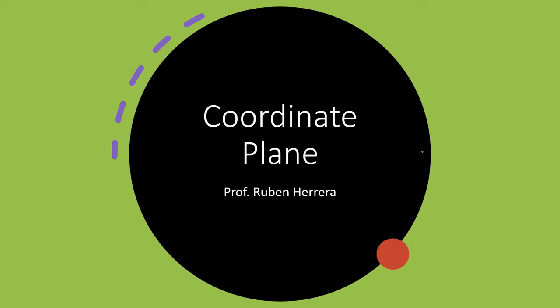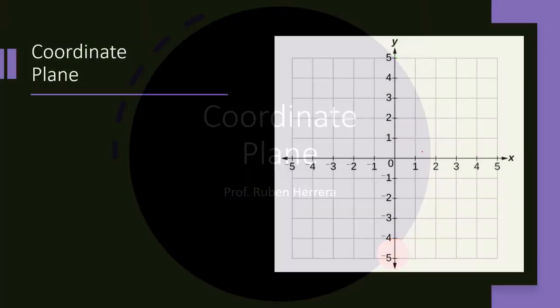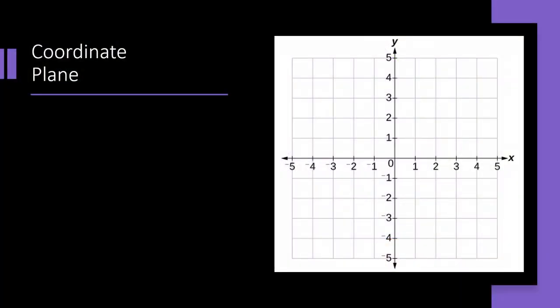And on this lesson, my friends, we are going to learn about the coordinate plane. Okay, so let us get started. First of all, my friends, this is how the coordinate plane looks like. Okay, when I was a kid, the coordinate plane was mainly just this portion that we're looking at right here.